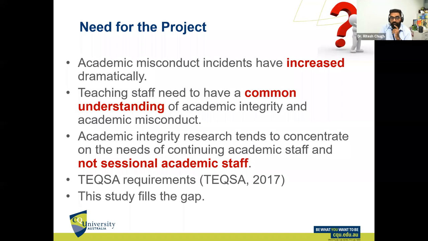So teaching staff need to have a common understanding of academic integrity and academic misconduct. So there has to be clarity around that. And we obviously wanted to understand what sessional staff feel and understand about those two. Academic integrity research tends to concentrate on the needs of academic staff and not sessional academic staff. In fact, when we started this research, even now there is no research that I am aware of that looks at sessional staff. All prior research looks at this issue from the perspective of full-time or continuing academic staff.